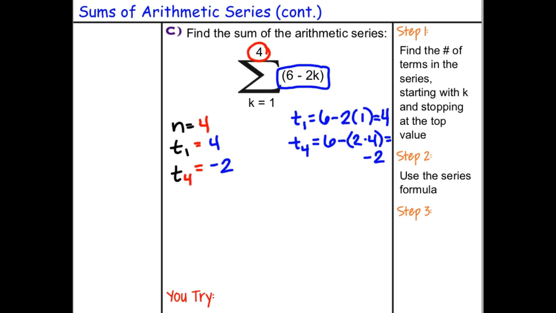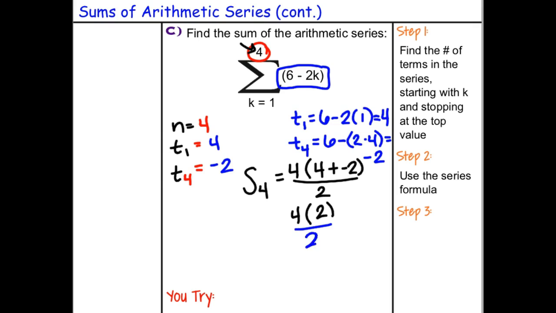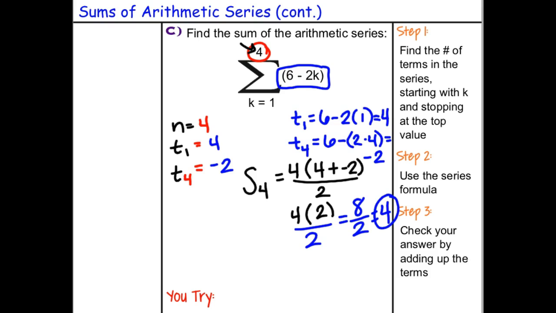We're going to use the series formula now. So we've got S of the first 4 terms. We know that once again because of here. We've got 4 terms. Our first term is 4. Our last term is negative 2. We're going to divide that by 2. 4 plus negative 2 is 2. Now divide by 2. 4 times 2 is 8. 8 divided by 2 to get our answer of a sum of 4.